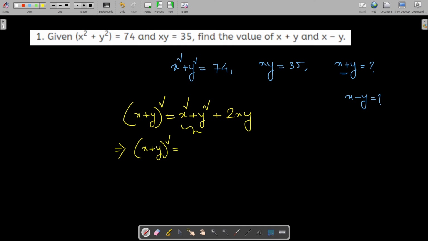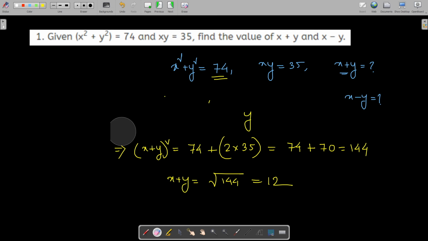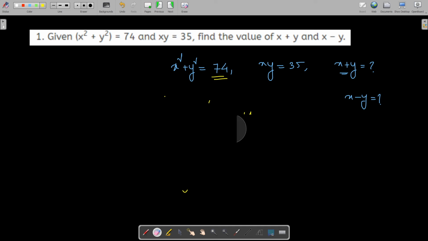We do not have x plus y, so x square plus y square is given, which is 74, plus 2 into xy value is given, 35. Now this is equal to 74 plus 70, which is 144. So x plus y whole square is 144. So x plus y will be equal to root over 144. So the answer is 12. Easy.